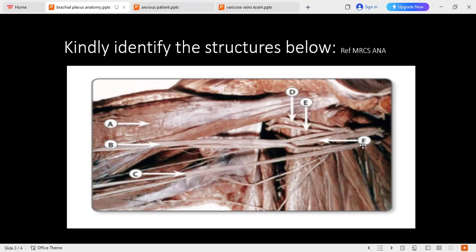If you could identify F. F is the posterior cord. Okay. E? D is the dorsal scapular nerve. Okay. E is the suprascapular nerve. Okay.